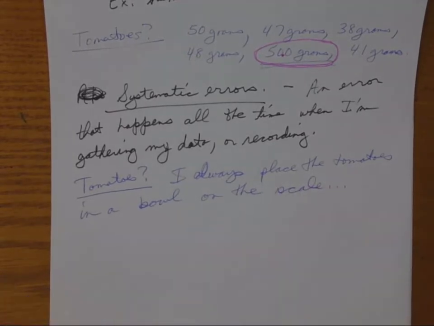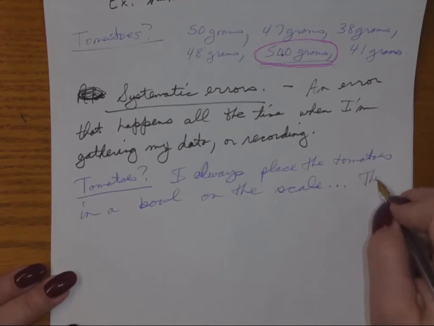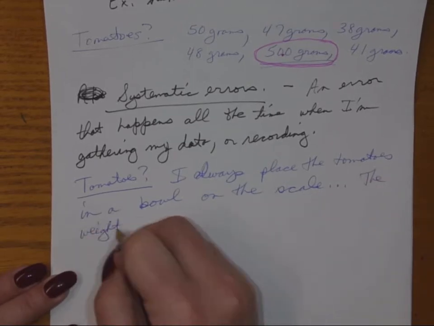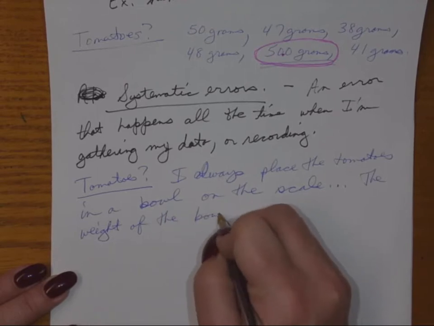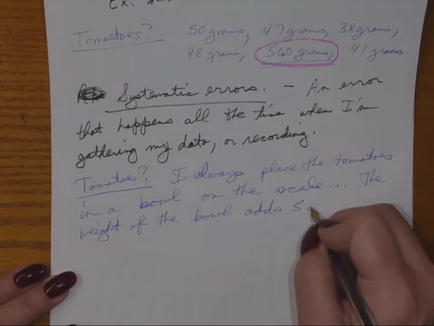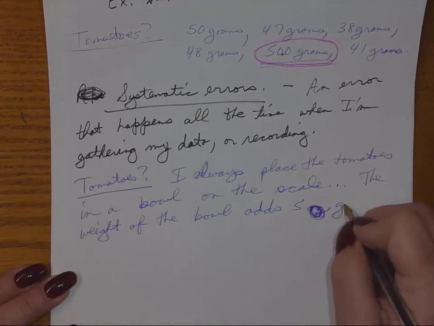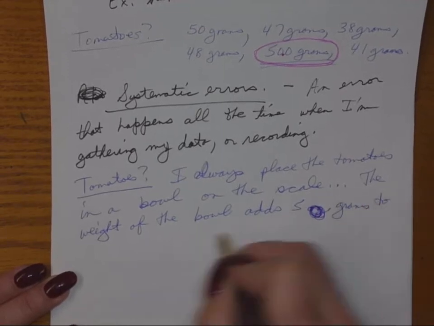Now, if you were really doing this particular example, I would hope that before you started gathering your data, you would have placed the bowl on the scale and calibrated it so that the zero weight includes the weight of the bowl, as if it was part of my scale, because it's always going to be there. However, somebody, let's say, didn't do that. So the weight of the bowl adds 5 ounces. I'm sorry, we're doing grams. 5 grams to every weight we take.